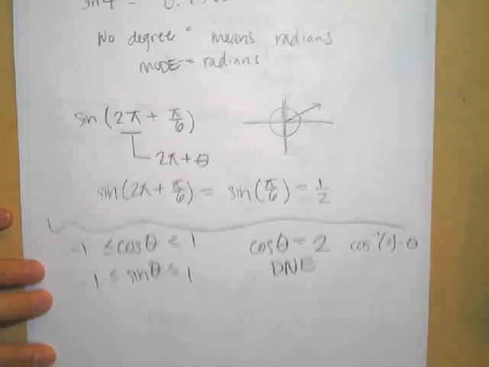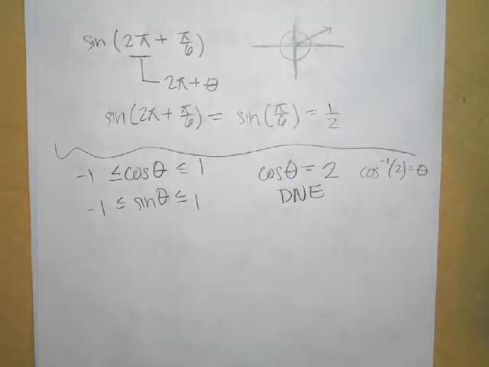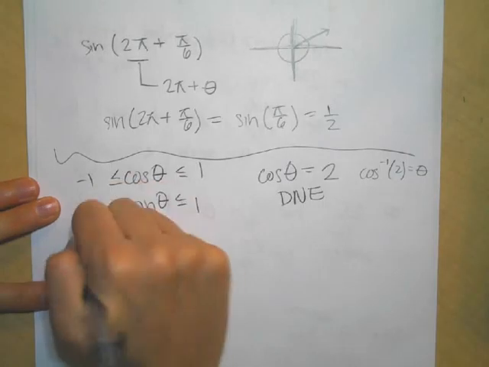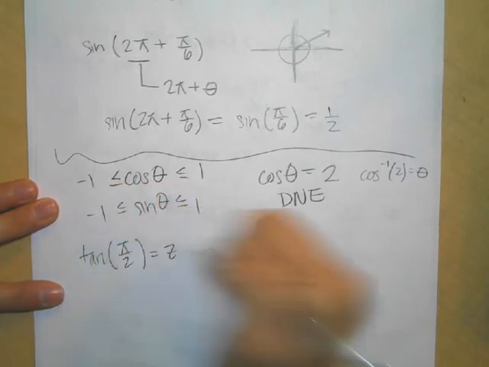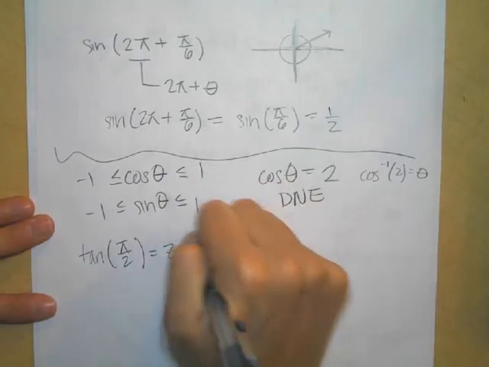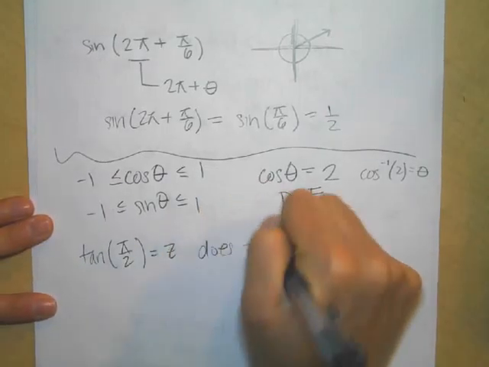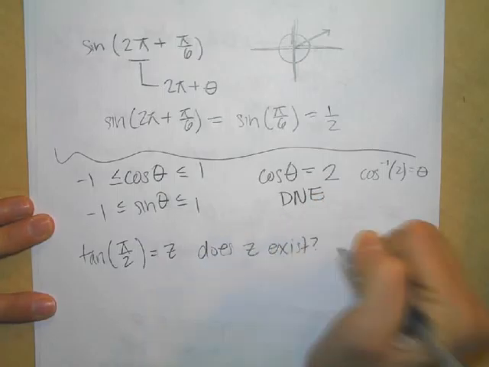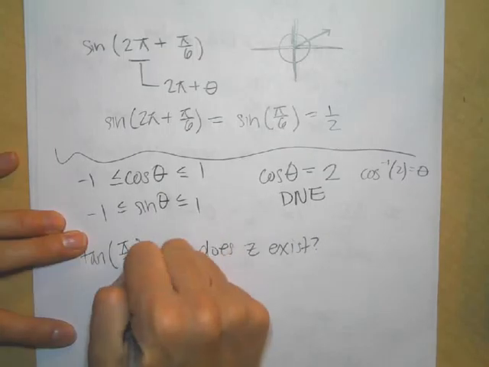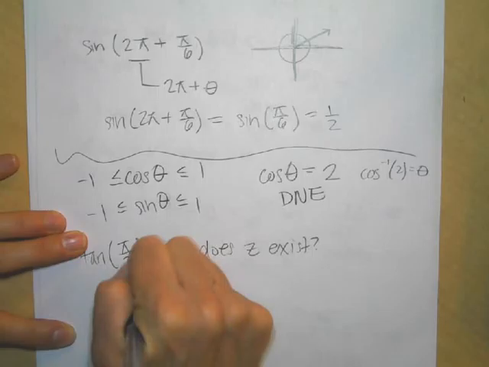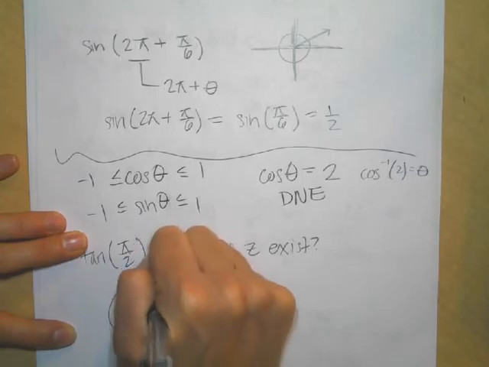Now, it also may ask you, can you get a number for this? Alright, so like tangent of pi over 2 equals z. Can you get a number for z? Does z exist? Okay? Well, if we go to pi over 2, that's at the top of the unit circle. So that's here, and that point is (0, 1).